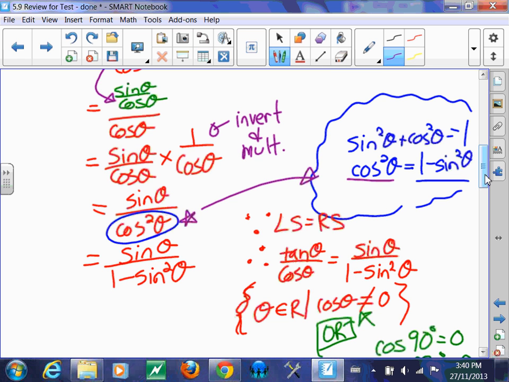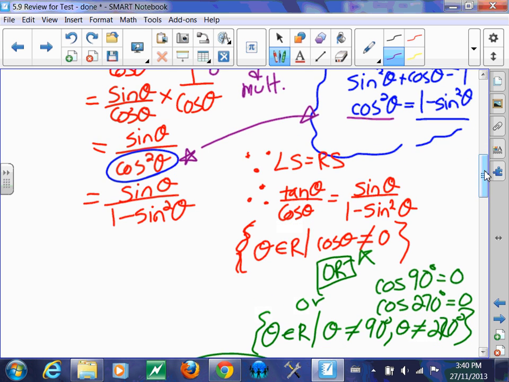Again, there are many different ways to approach this. You could have rearranged the right side to get to the left side, as long as you use sound mathematics and arrive at the same conclusion, that left side equals right side, then you're on the right track. Don't forget, ladies and gentlemen, to talk about your restrictions. Your restriction is that cos theta cannot equal 0.